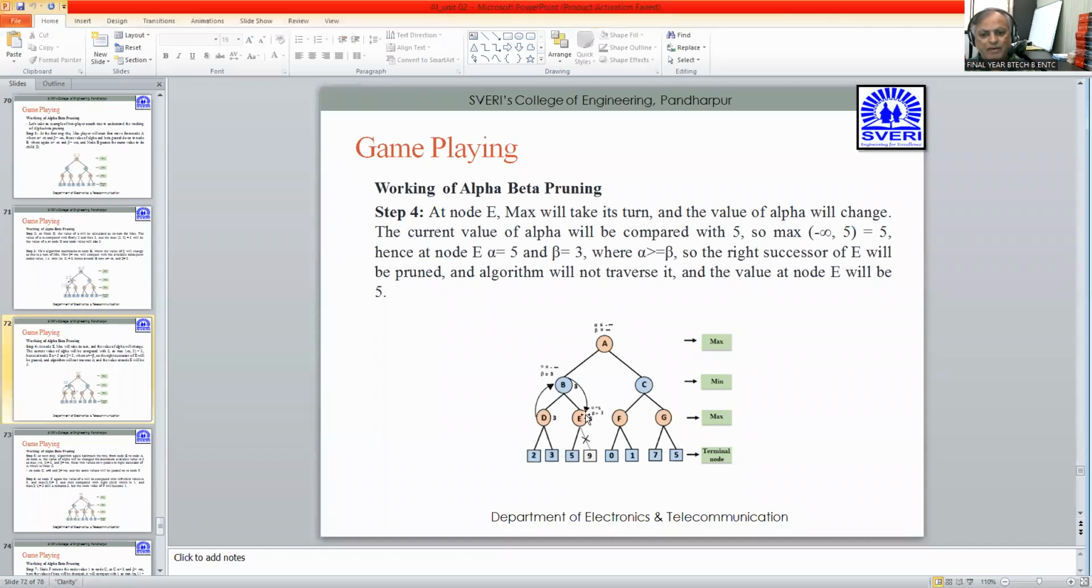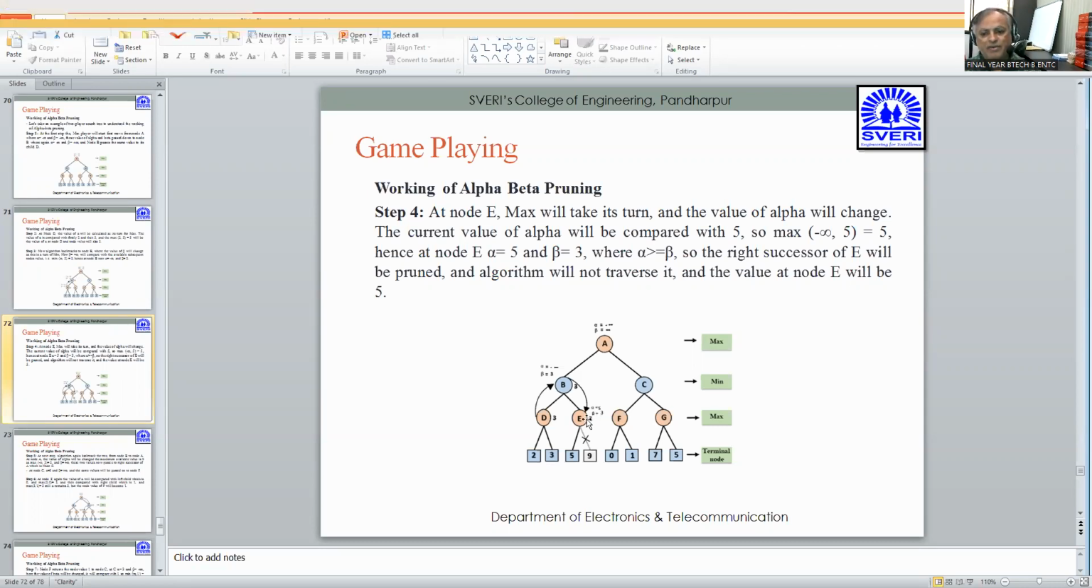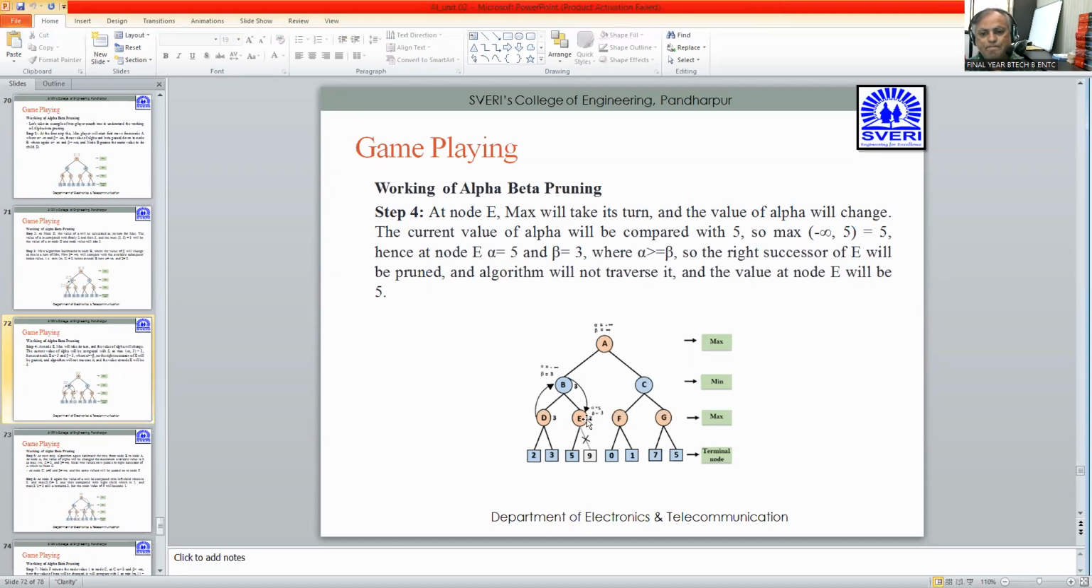Understanding? This 5 will come here. So alpha will be as 5. Now 5 और 3 में कौन बड़ा है? The alpha has to be greater than or equal to beta, right? So this 5 will be greater than or equal to 3. Hence what will happen? This will have the value of 5. So यहाँ पर देखो अल्फा 5 है, बीटा 3 है, वो जो कि ऊपर से आया है. So the right successor of E will be pruned and the algorithm will not traverse it, and the value of the node E will be 5. So here you will get the 5. I hope you are understanding.